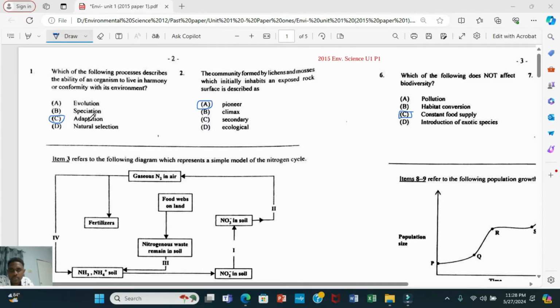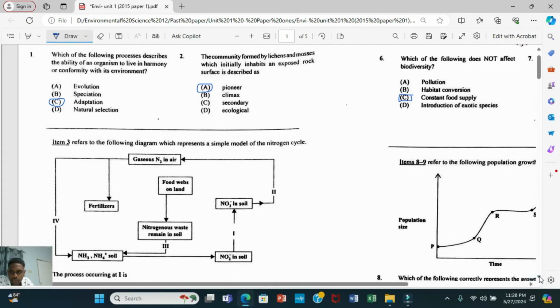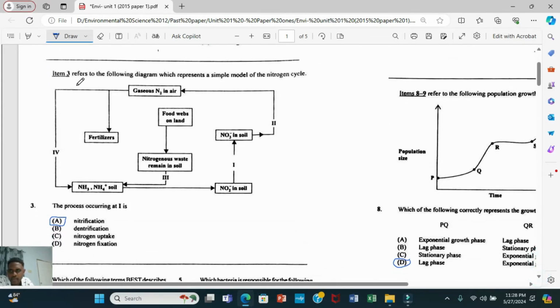Number 2, the community formed by lichens and mosses, which initially inhabits an exposed rock surface, is described as A, pioneer. Number 3 here, it says item 3 refers to the following diagram, which represents a simple model of a nitrogen cycle. The process occurring at 1 here, the answer is A, nitrification. So that is saying from right here to here, that would be nitrification.